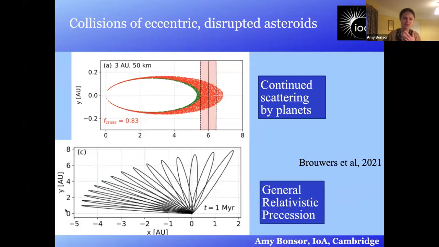Alternatively, with white dwarfs, the gravity is so strong that in those inner regions, you're actually subject to general relativistic precession on timescales of millions of years. And that's enough to lead to these fragments having crossing orbits, which again leads to collisional grind down and accretion of these bodies onto the white dwarf.